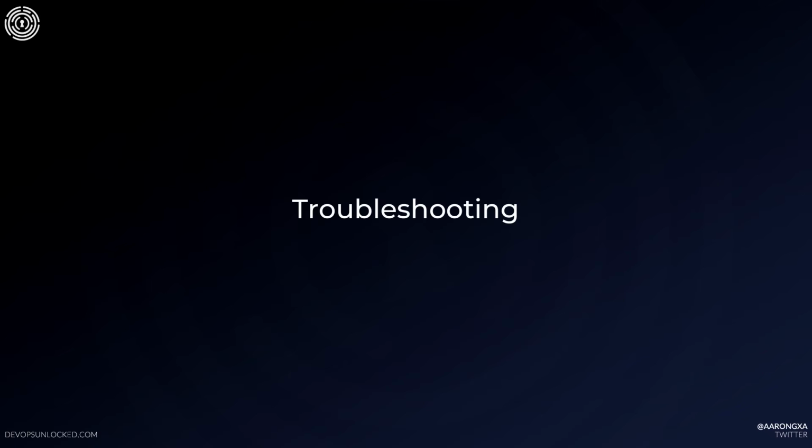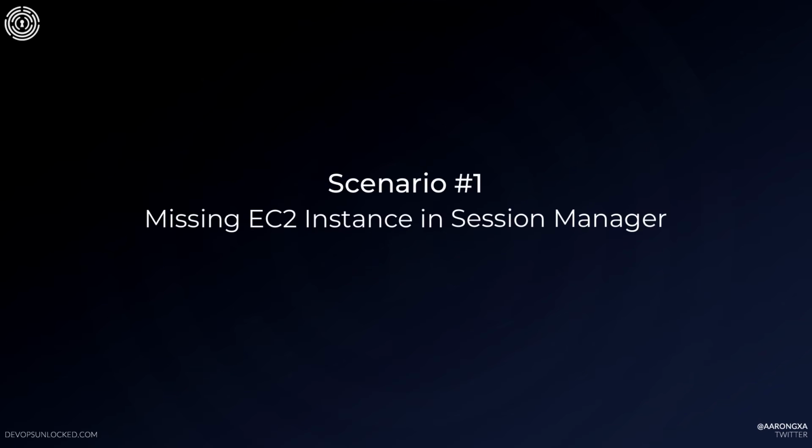So let's discuss some troubleshooting scenarios, and we're going to take this approach a bit differently. We're going to actually purposely break the private link to Systems Manager. And so the first scenario I want to cover is what happens when you launch an EC2 instance, you have your roles set up correctly, however you go to Session Manager and attempt to look for that instance and it is actually missing. So let's cover what happens in this particular scenario.